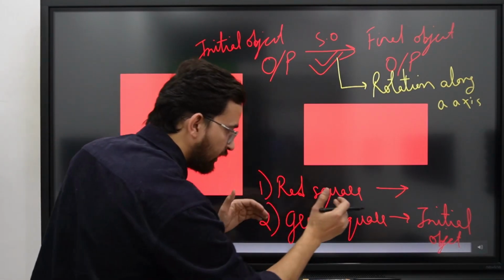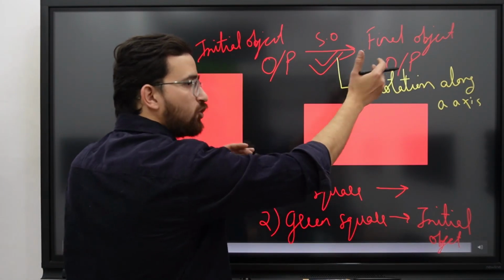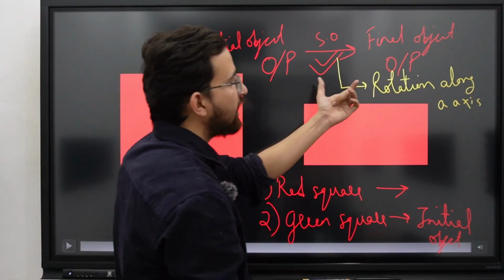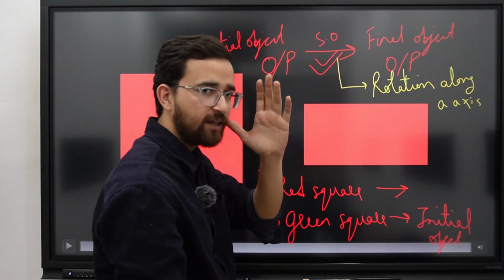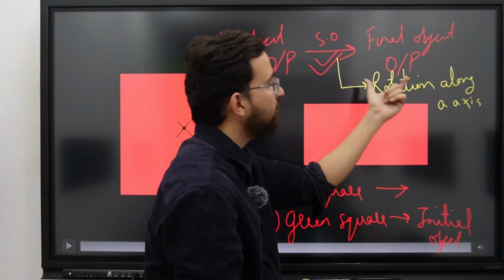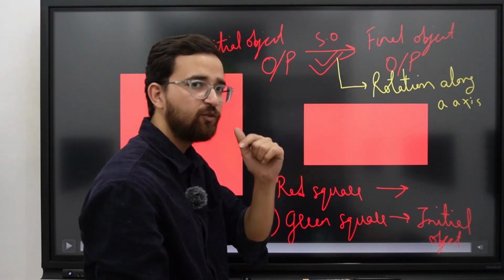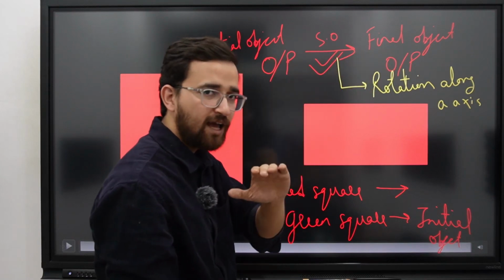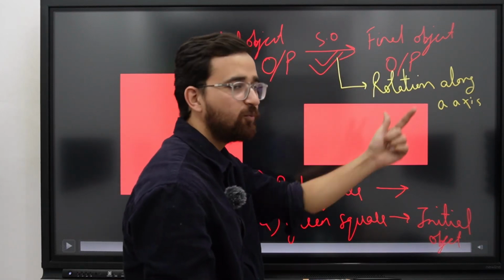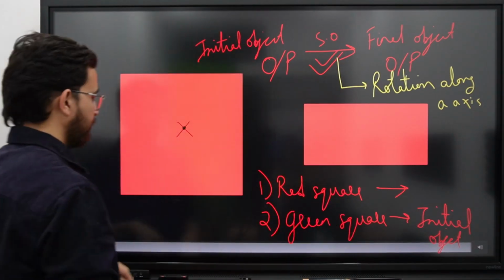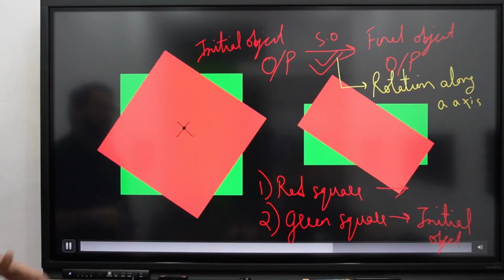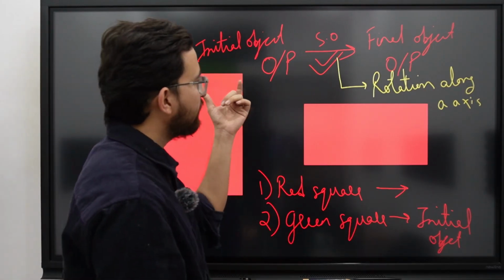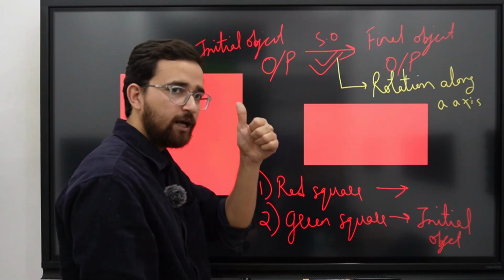Now we started with the green square. If after rotation, the final object represented by the red square exactly coincides with the initial object, that means the rotation symmetry element that we are talking about exists. If these don't overlap, that means the symmetry element does not exist in the image. Do they overlap? Yes, they overlap. So the rotation symmetry for this red square does exist.